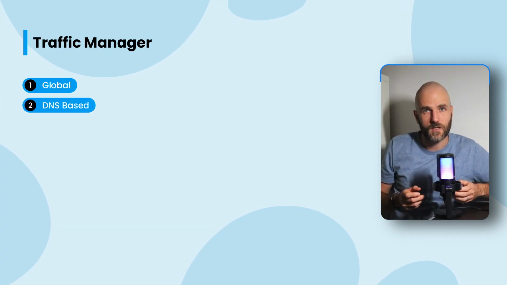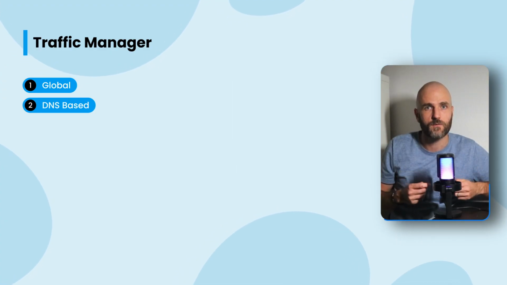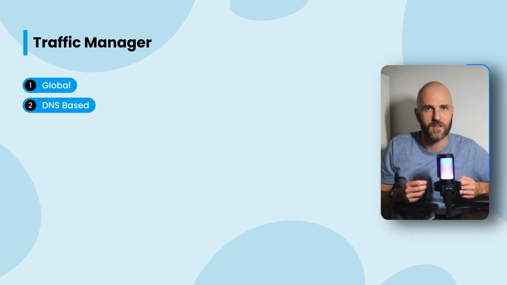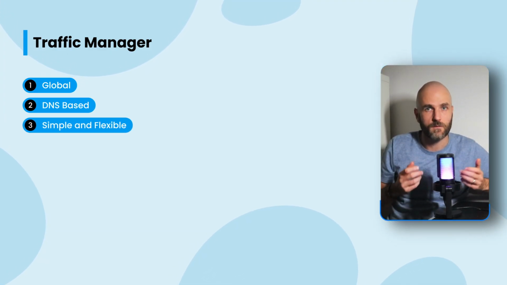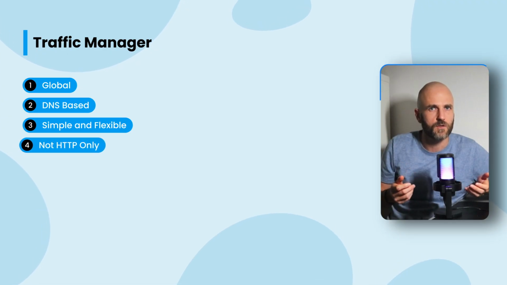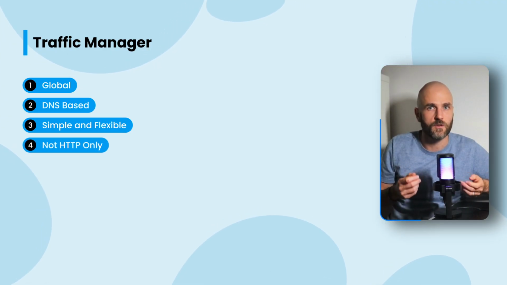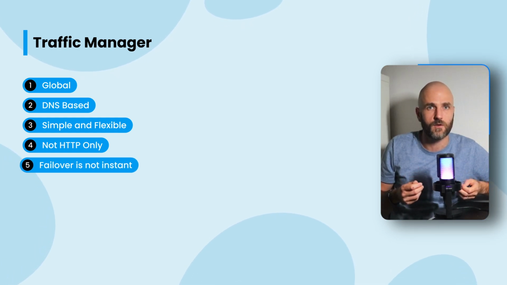When a user tries to connect, Traffic Manager simply tells their computer the IP address of your closest or healthiest data center, and then the user connects directly. The beauty of this is its simplicity and flexibility. It can point to literally anything that has a public IP, including servers running on-premise or even in another cloud. The main trade-off is that because it relies on DNS, failover isn't instant.